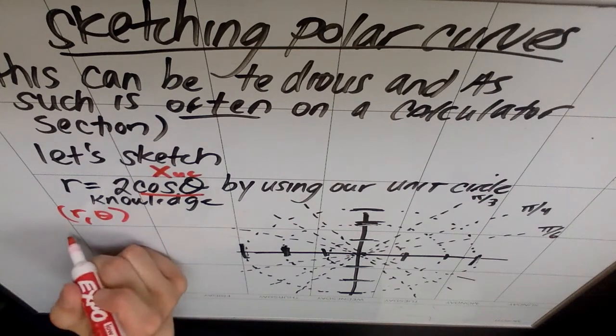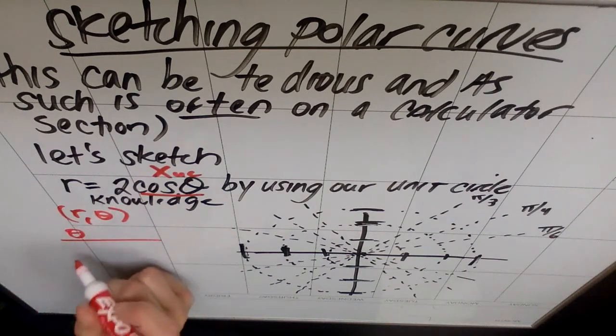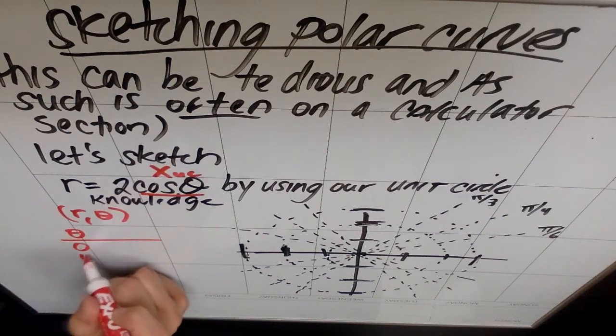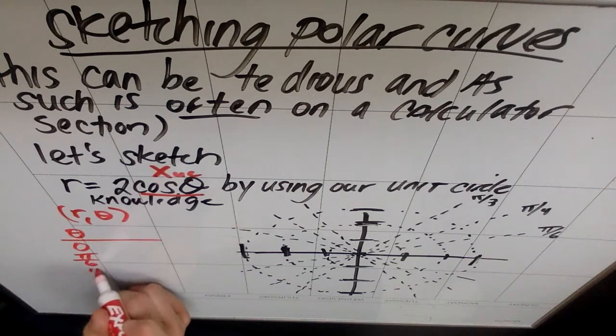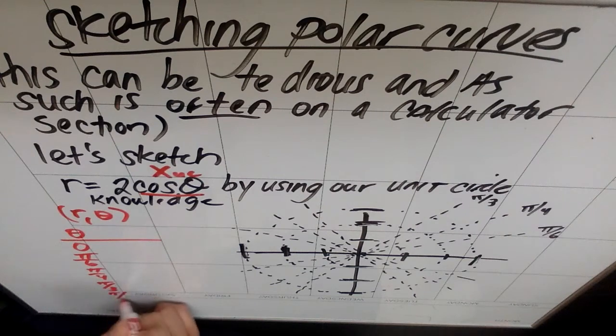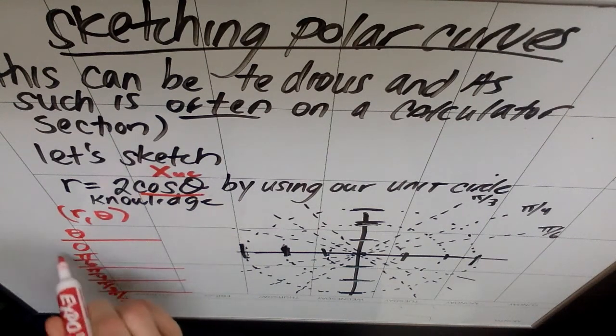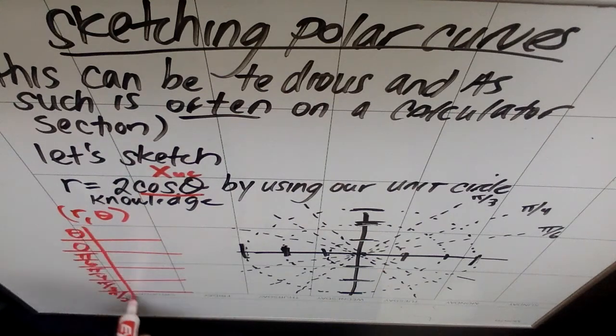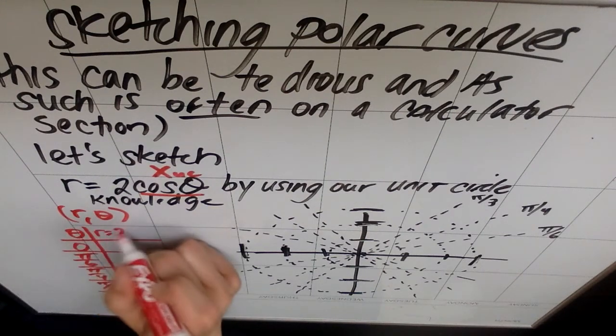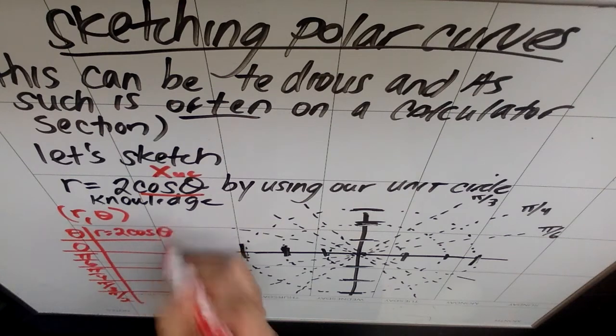Okay, so if we go ahead and put some points on here, what I'm going to do is list some thetas: 0, pi over 6, pi over 4, pi over 3, and pi over 2. So I'm only worried about quadrant 1 for right now. And I'm going to find what my r value is at those angles. So my r is 2 cosine of whatever my angle theta is.